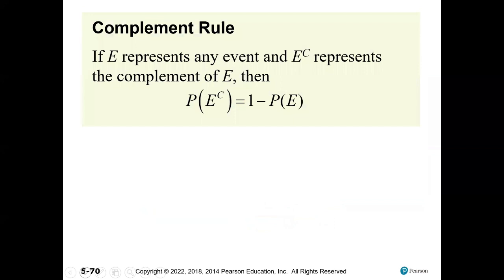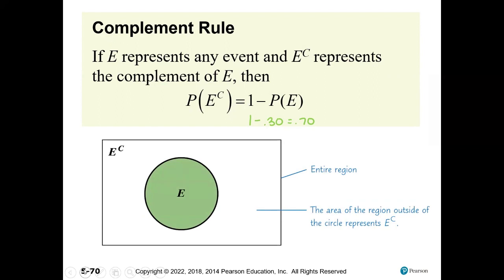So the way you do that, if E represents any event, the probability of E complement is 1 minus the probability of E. And that makes perfect sense. 1 minus 0.30 is 0.70 in my little example that I just did on the previous page. Here is E. The box is the entire region. If this is E, what is outside of E is considered E's complement. Visual form if you're more of a visual person.